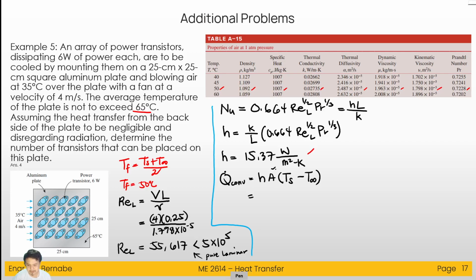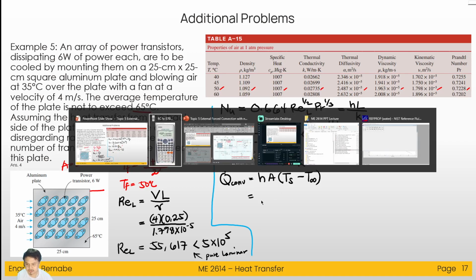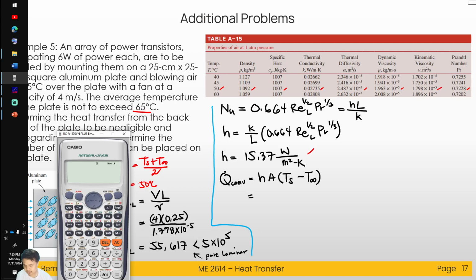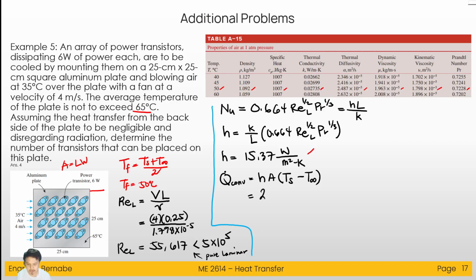The area is also given. The area is just length times width, so the width is 25 and the length is 25, and you just have to convert this to meters. Let's solve this directly in the calculator: h, the answer, times 0.25 squared, multiplied by 65 minus 35. So the heat dissipated is 28.83 watts.